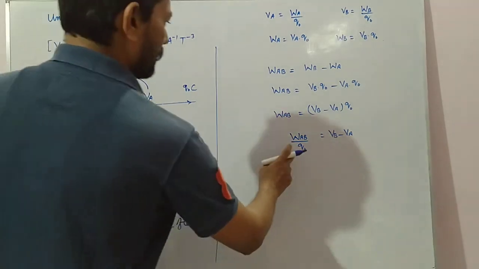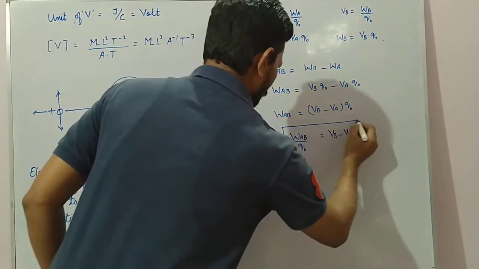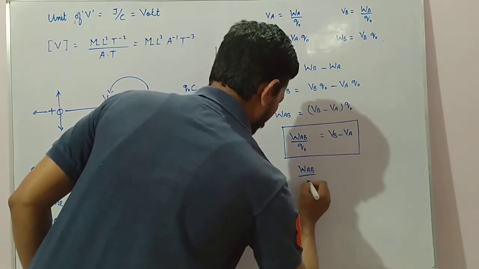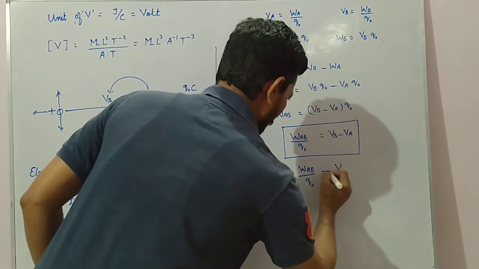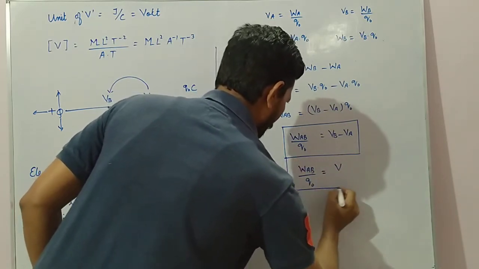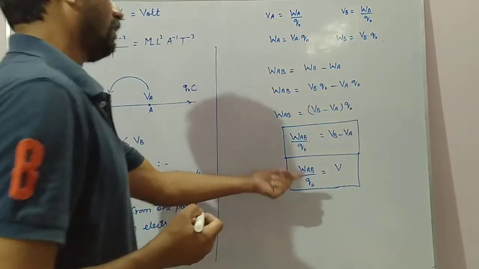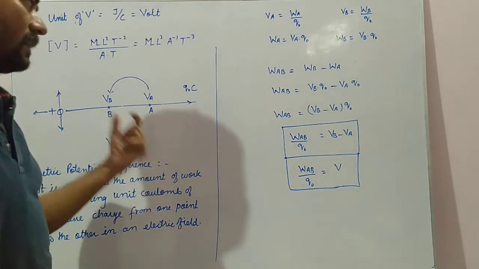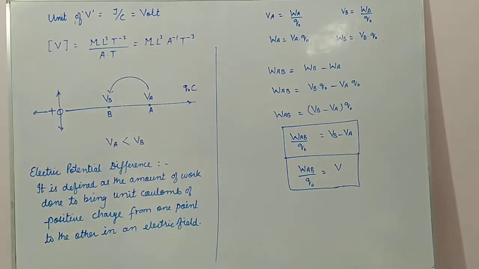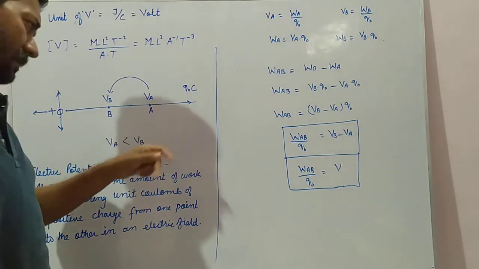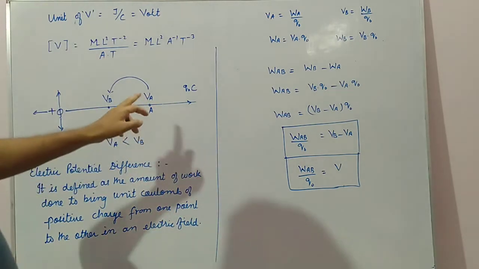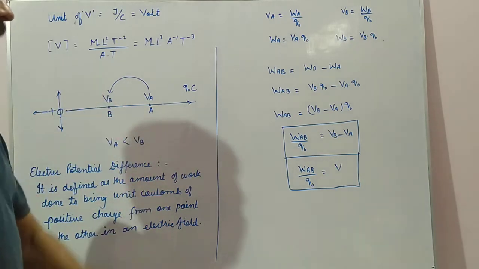Here, work done to bring the charge from A to B, per unit positive charge, is VB minus VA. So this is potential difference. We can write work done from A to B per unit positive charge equal to V. This potential difference also we denote by V. It has the same unit as W by Q naught. Only the definition varies: in case of electric potential it was from infinity to a particular point, and in case of electric potential difference, it is from one point to the other.